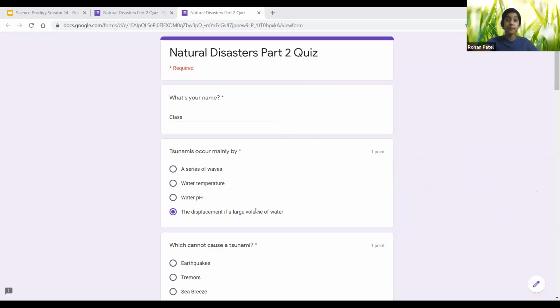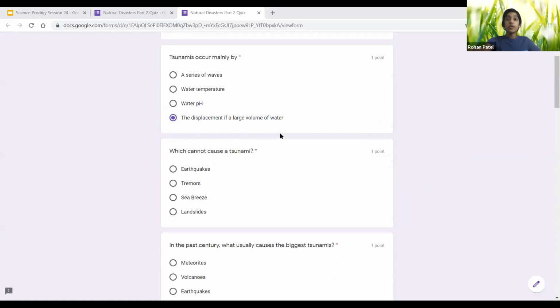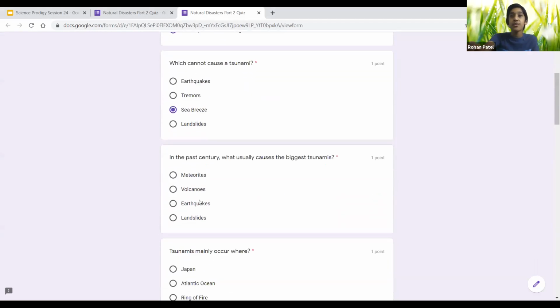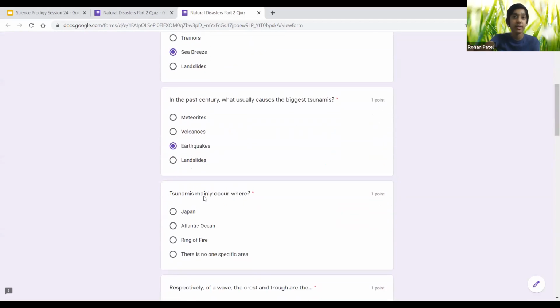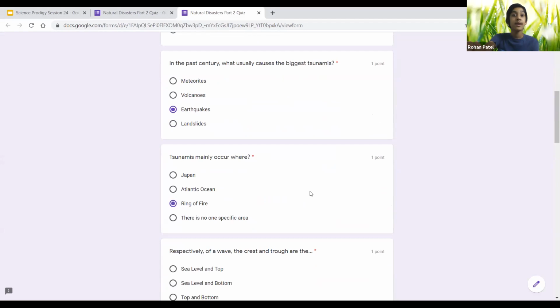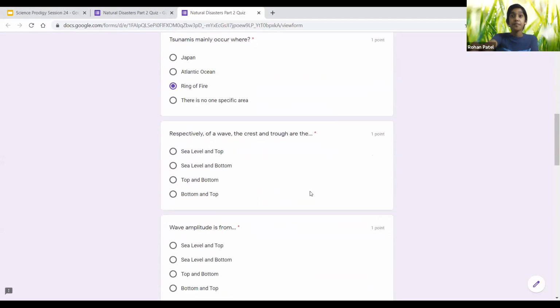But displacement is more of a physics term, which you guys will learn not in a very soon class, because that's a very advanced topic. What cannot cause a tsunami? The answer is a sea breeze. Tremors are a way of earthquakes, and sea breeze has nothing to do with tsunamis, as we talked about in our weather lesson. In the past century, the biggest tsunamis are caused by earthquakes, not by meteorites, volcanoes or landslides. Tsunamis mainly occur in the Ring of Fire. They can occur in the Indian Ocean and the Atlantic Ocean, but mainly in the Ring of Fire.